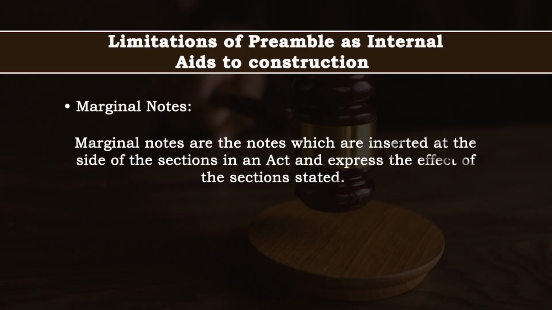Another internal aid is the marginal notes. Marginal notes are brief annotations placed in the margins of the statutes that summarize the content of specific sections. While not legally binding, they can provide valuable context and aid in understanding the statute's provisions. Marginal notes are the notes which are inserted at the side of the sections in an act and express the effect of sections stated.